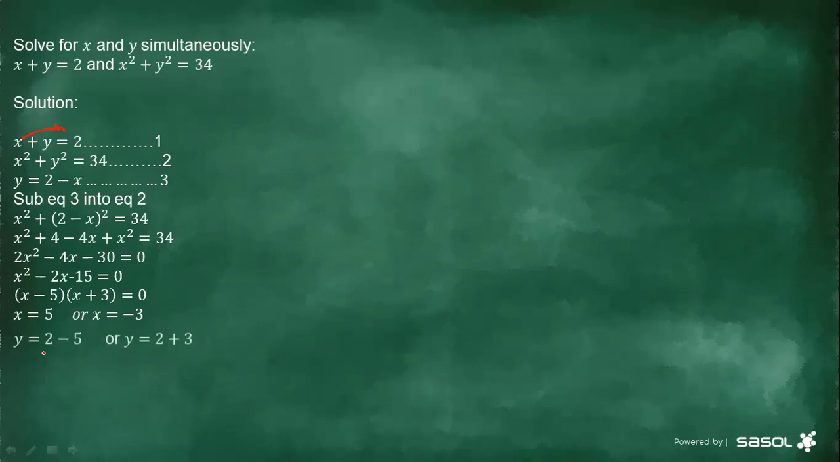Then for the other, it's going to be 2 plus 3. The answers are negative 3 and 5. So that's how you should solve the simultaneous equations. It's very important. And then let's go.